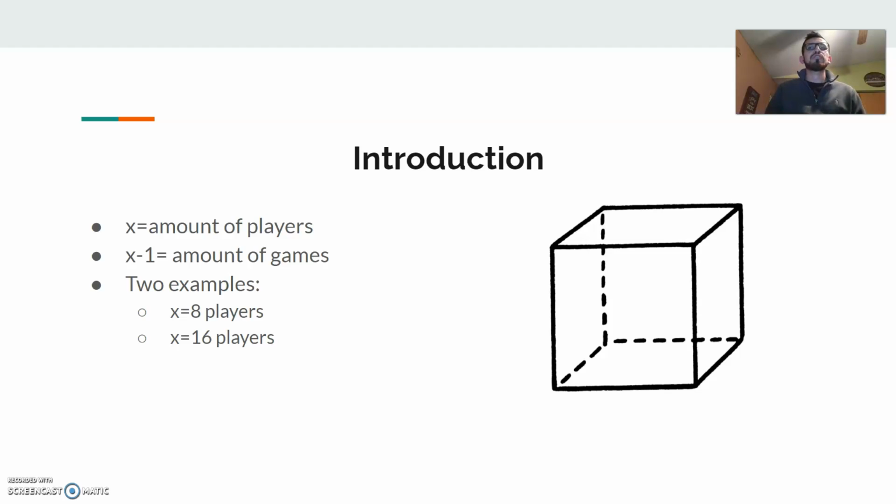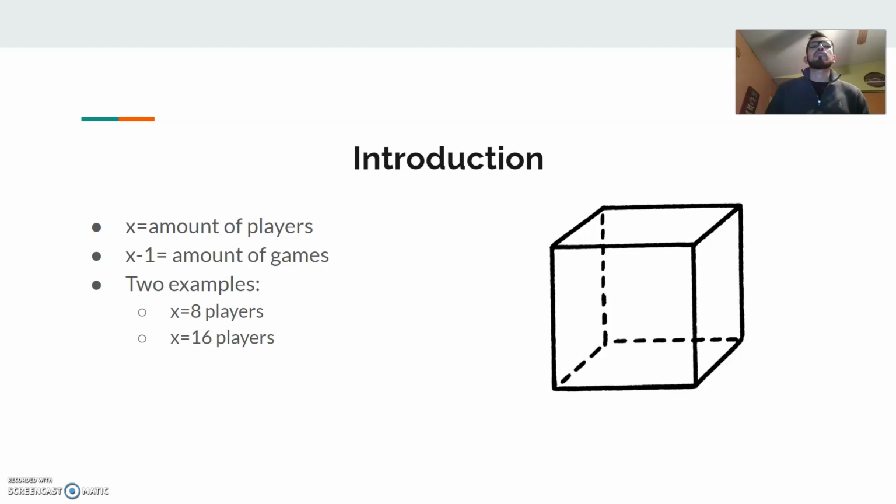In combinatorics there are a few processes we can use to select sets. For example, the most well known, of course, is randomness. In this presentation, however, we'll be taking a different approach, a geometrical approach. We want to figure out a way we can organize players into two teams in a fair way where each player plays the same amount of games with each of the other players, where x equals the amount of players and x minus 1 equals the amount of games.